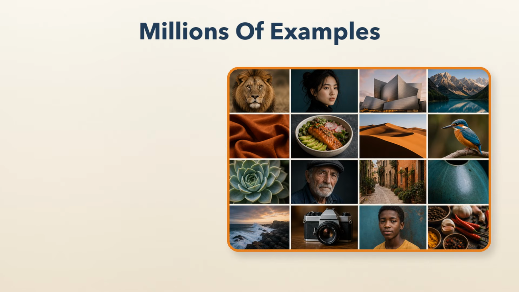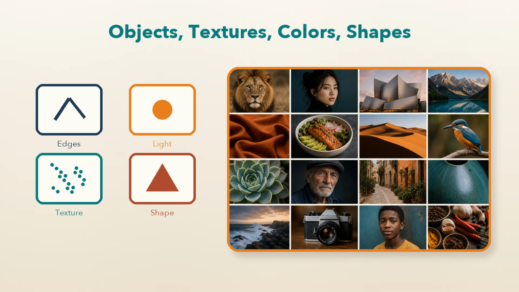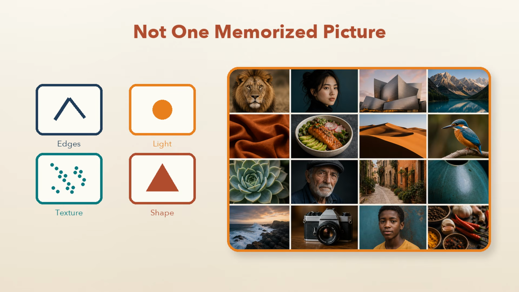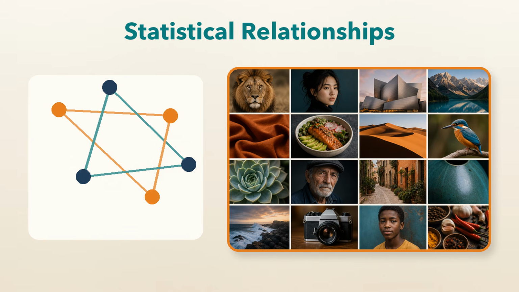To learn this task, the model studies millions of examples. It sees different objects, textures, colors, shapes, and compositions at many noise levels. Over time, it learns patterns such as edges, faces, lighting, perspective, and artistic styles. It does not memorize one complete picture. It learns statistical relationships between visual features.